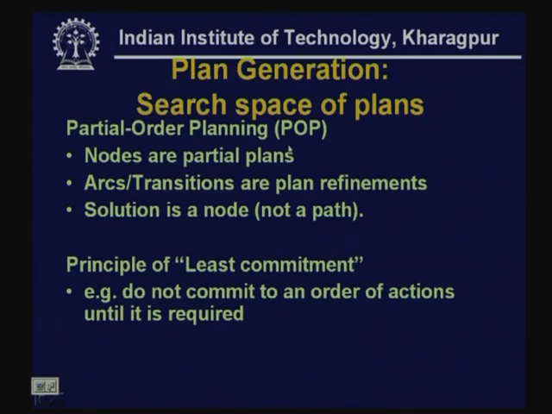So, in partial order planning, which we call POP, the nodes are partial plans and the arcs or transitions are refinements to the plans, and the solution is a plan, not a path. The solution is a partial plan. And as I mentioned, in partial order planning, we follow a principle of least commitment. That is, we do not commit to a particular order of the actions unless it is required.